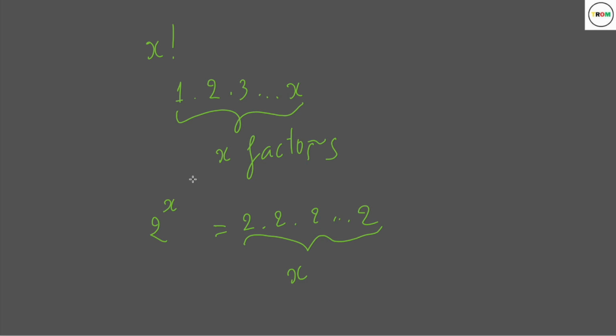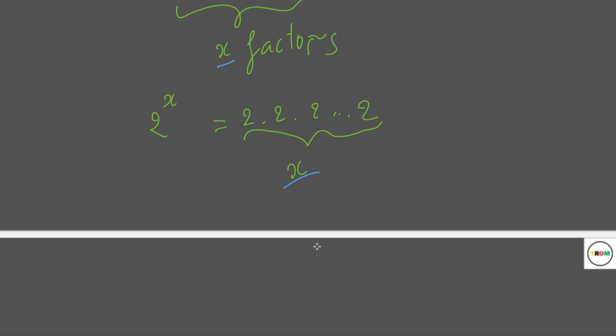So we can say that on the left hand side, the number of factors is x, and on the right hand side, the number of factors also equals x. Now, that is the first identity. Move to the next. We will check case by case.